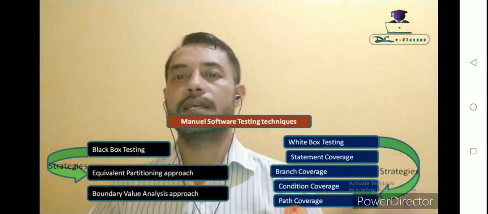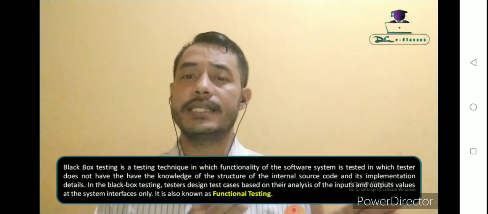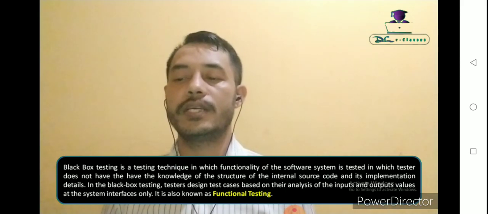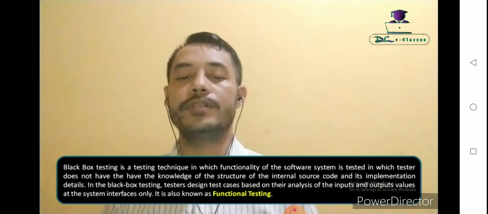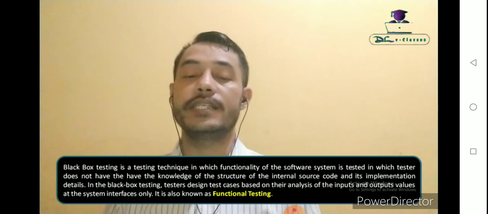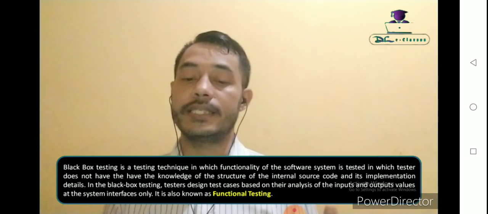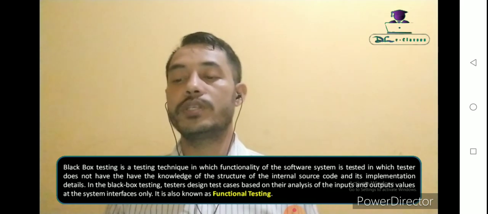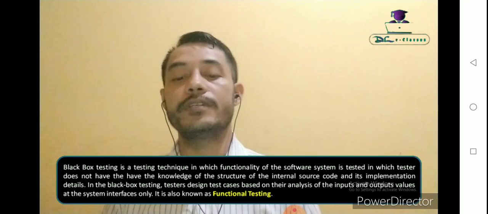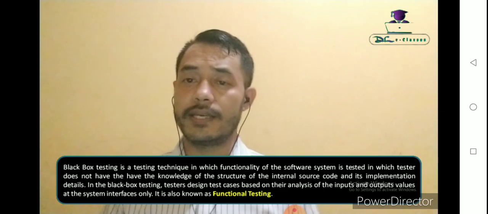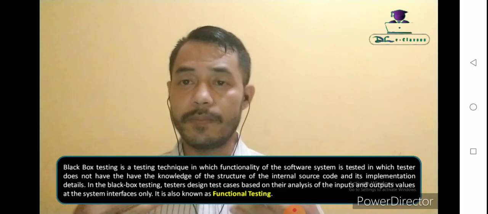So let's proceed. What is black box testing? Black box testing is a testing technique in which the functionality of the software system is tested, and the tester does not have knowledge of the structure of the internal source code and its implementation details. In black box testing, the tester designs test cases based on analysis of the input and output values at the system interface only. It is also known as functional testing. So suppose I am doing black box testing.